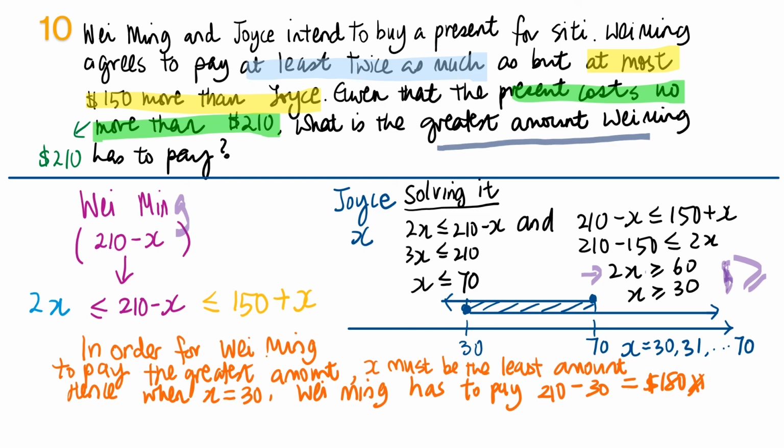Okay, if I change the question a bit, and say that instead of finding the greatest amount Wei Ming has to pay, I change it to the smallest or the least amount Wei Ming has to pay, then that will be the other way around, right? So if Wei Ming wants to pay the least amount, then the value that we get for x will have to be 70 and not 30. So depending on the question, right?